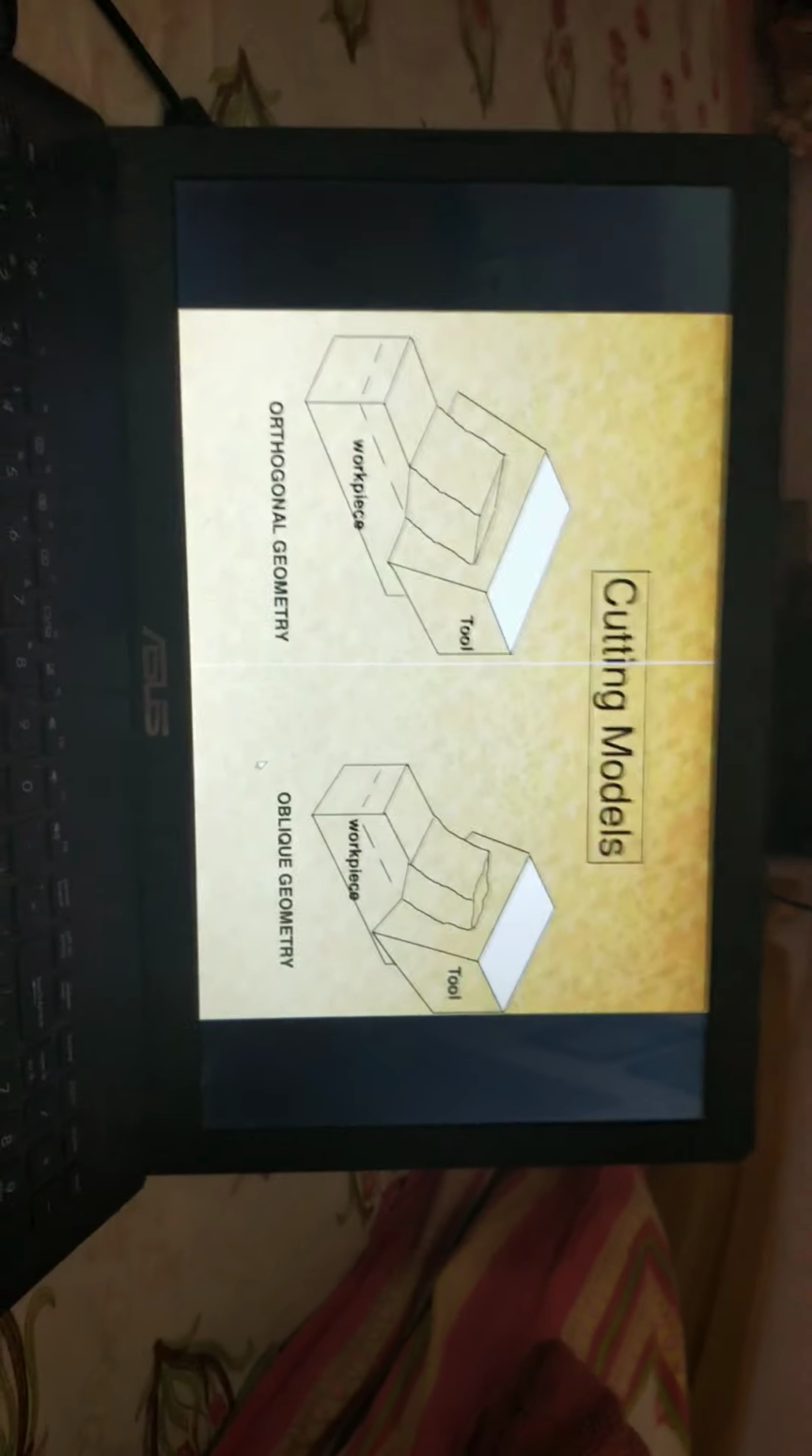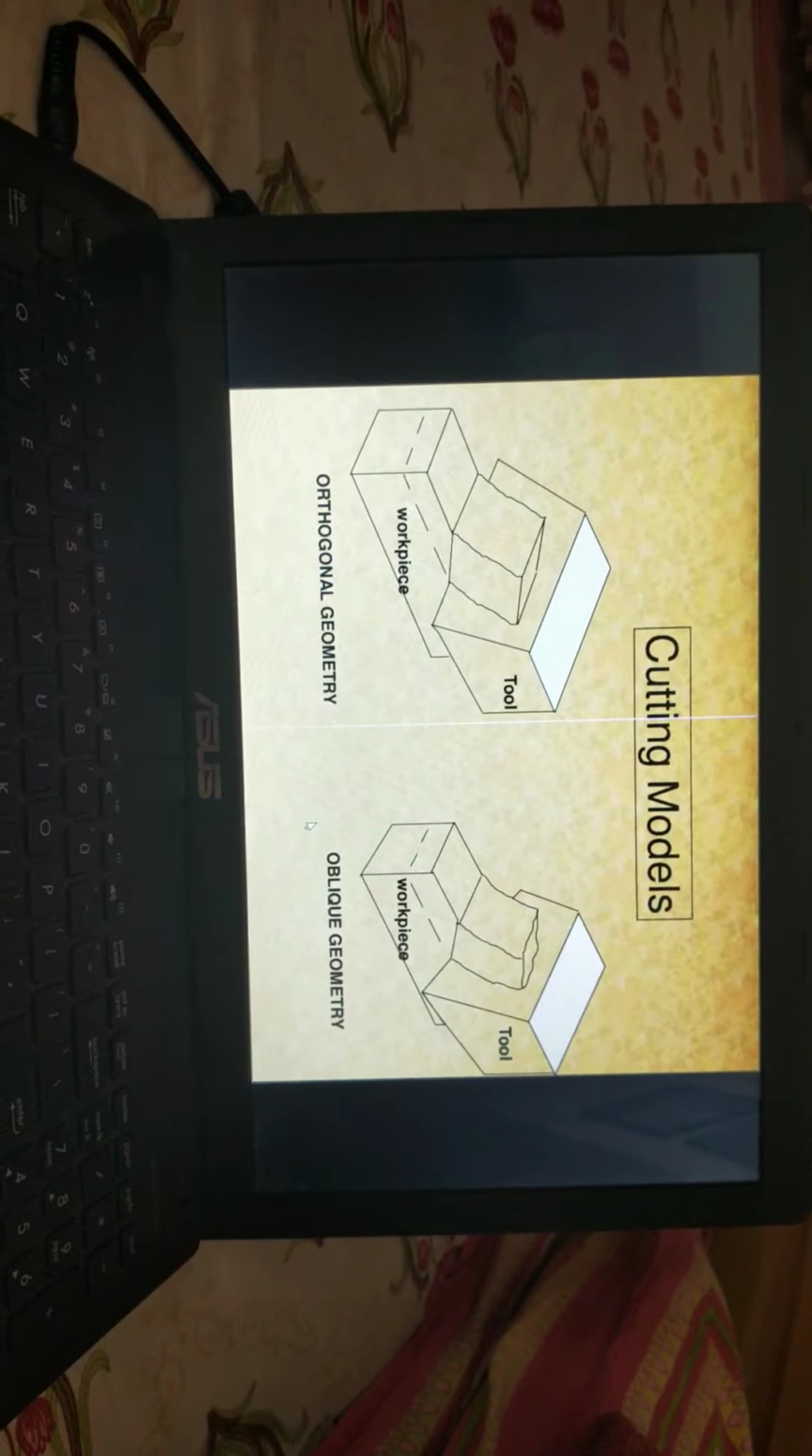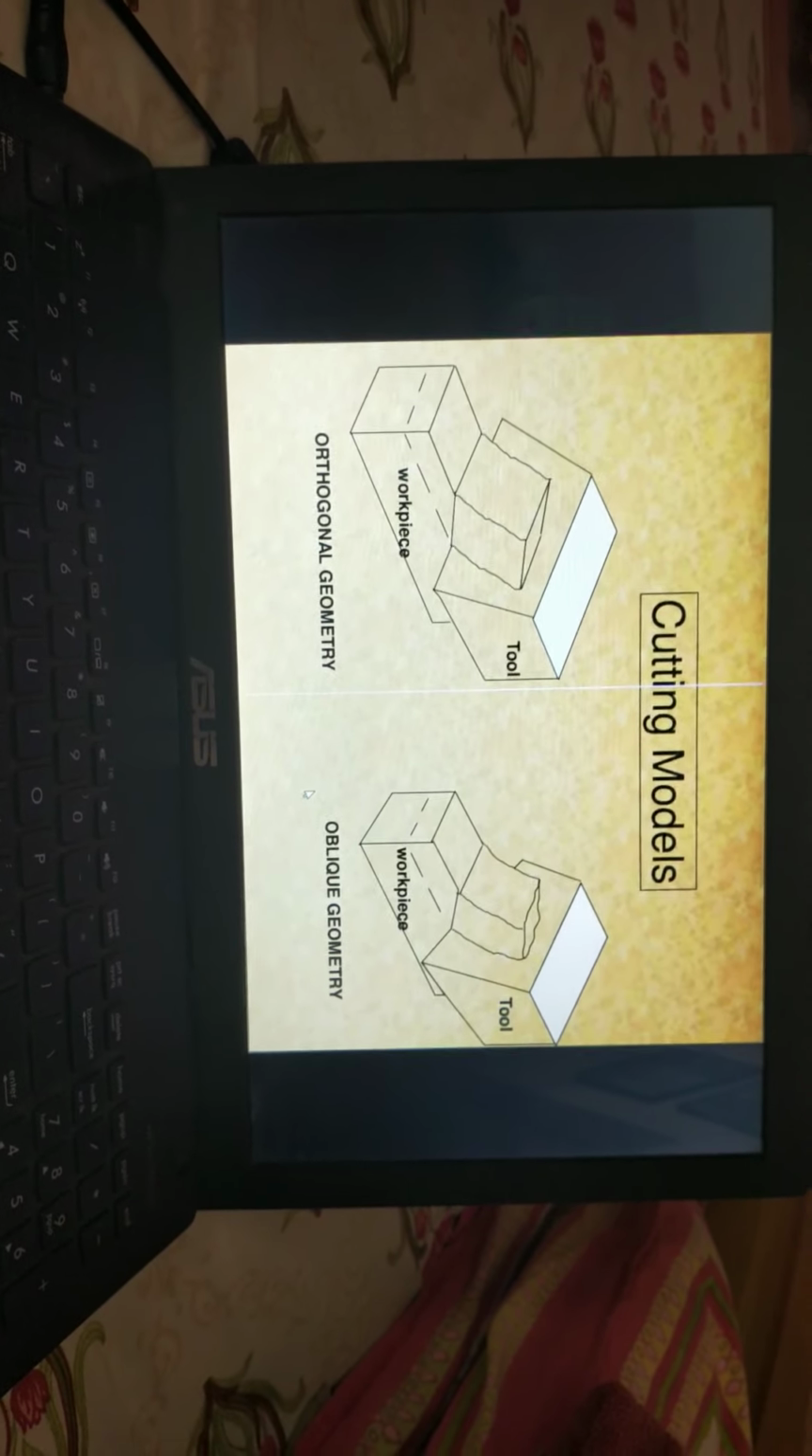Attachment, and this is it with the help of the cutting tool. We will move towards the next point, cutting fluid, in the next lecture. Thank you.